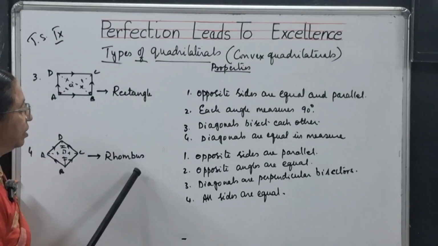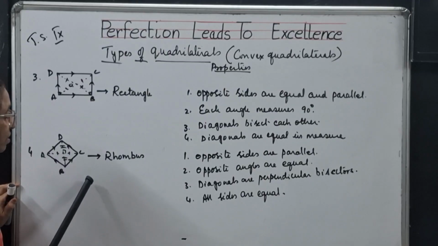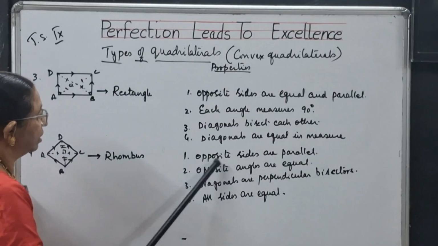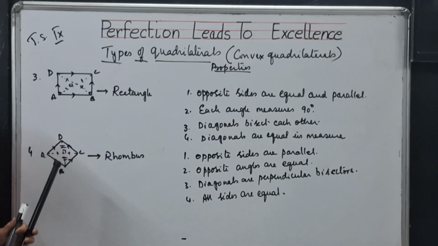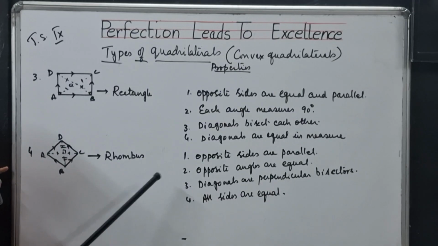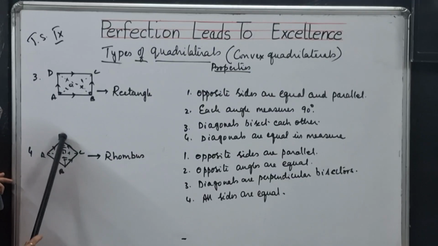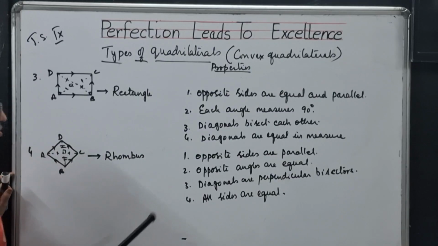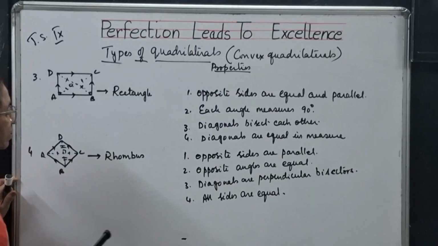And rhombus. This kind of figure is called rhombus. And in this figure, what you can understand, opposite sides: AD is parallel to BC, AB is parallel to CD, and opposite angles are equal. Angle A is equal to angle C, angle B is equal to angle D. This property and a part of the first property are like a parallelogram.